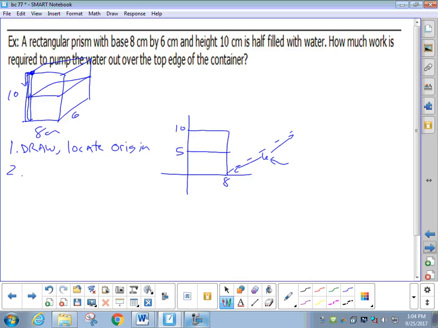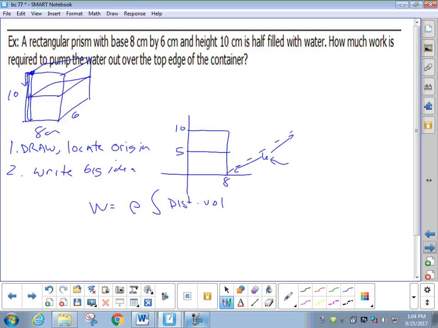Check. I would start by writing the big idea. The more you write this, every time you write it, it gets into your brain a little more, and that is: the work depends on the weight density, the distance, and the volume.